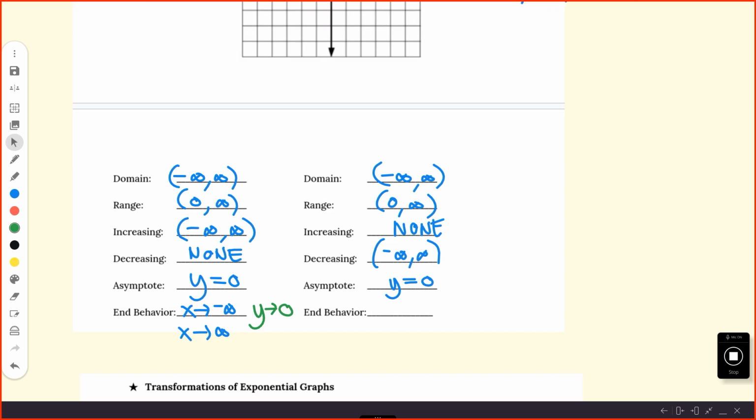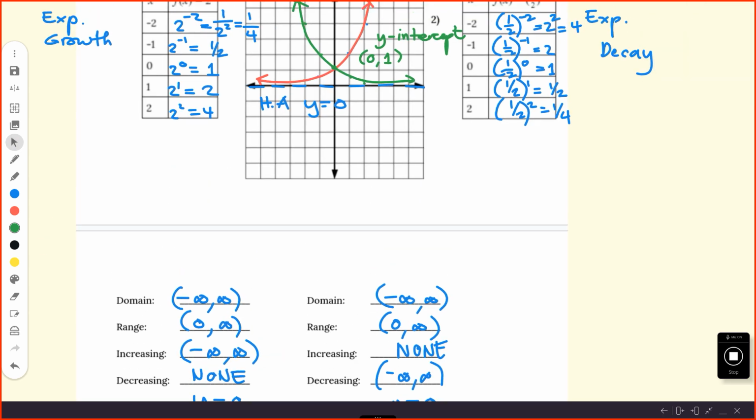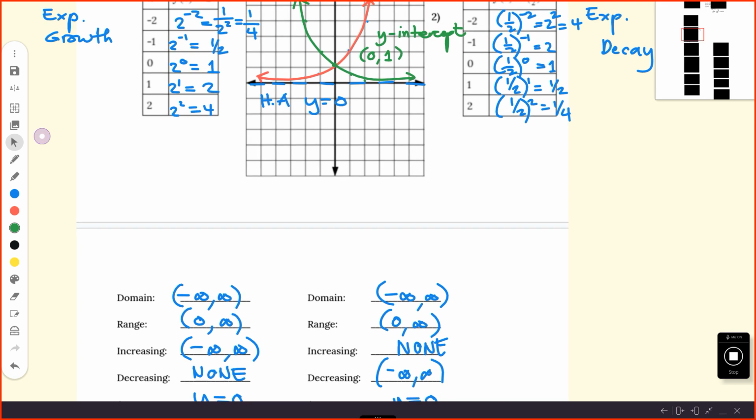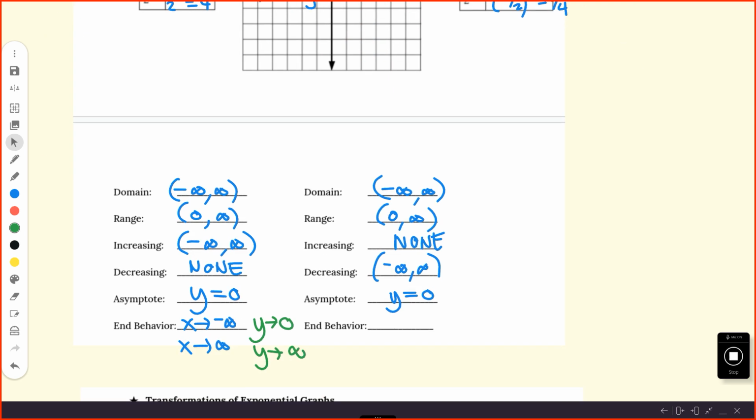Now what happens at the right side? It goes to positive infinity because you can see the right side goes up, so it goes to positive infinity. Now same thing with this, okay? We're going to write the end behavior of the exponential decay. Y approaches something. So that's just going to be the opposite of our exponential growth model, right? So this is positive infinity because it goes up at the left side, and at the right side it approaches 0.